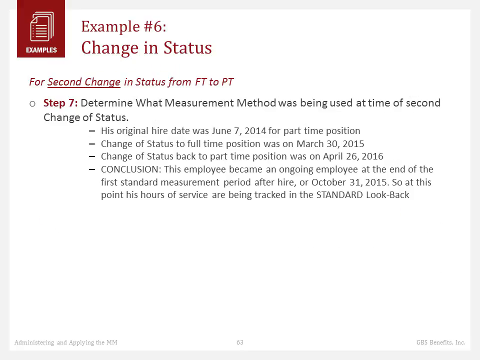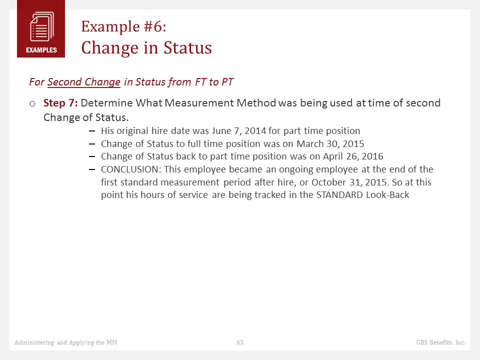So, assuming that was correct with this employer, and it was, the second change in status was from full-time to part-time. So we need to determine what measurement method was being used at the time of the second change in status. So let's look at it. His original hire date was June 7th, 2014 for the part-time position. The change in status to full-time position was March 30th, 2015. The change in status back to part-time position was April 26, 2016.